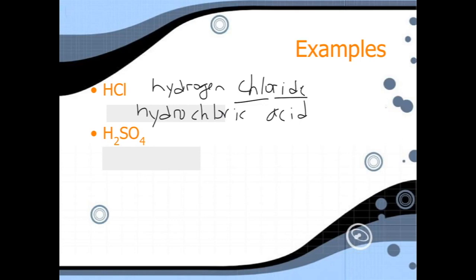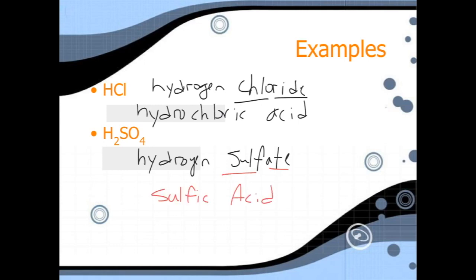The next one is hydrogen sulfate. Now because we have the ATE ending, I know I'm going to need to write out the stem of the anion without the hydro in front. Remember, ATE, no hydro. The stem of sulfate is sulf, so I'd write sulfic acid.